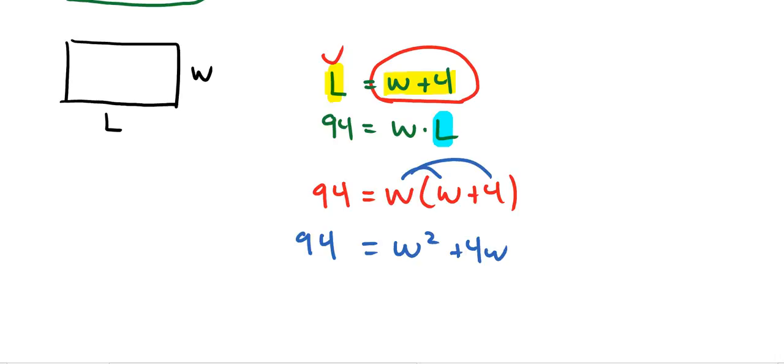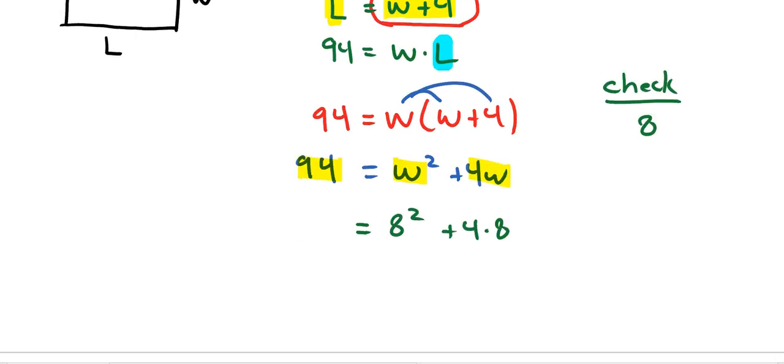And from here onwards at the grade 9 level, what you can do now is guess numbers such that if you take that number and square it and add 4 times that number, you get 94. So one number that I'm going to check right away is the number 8. Ask yourself, does 8 work? This will be 8 squared plus 4 times 8. This is going to be 64 plus 32, which equals 94. So we know that if W has the value of 8, that 8 will work.